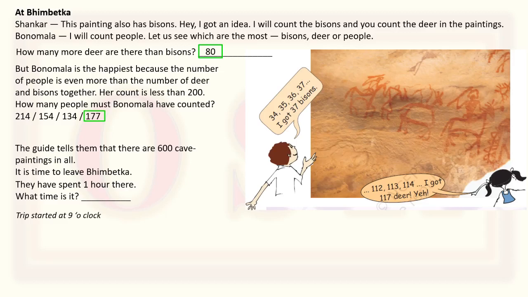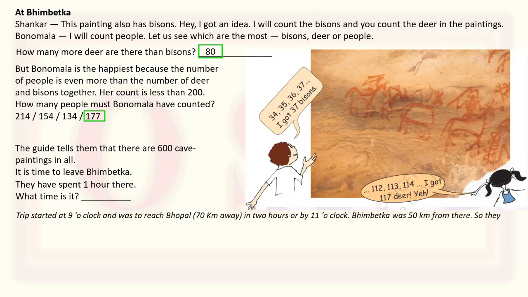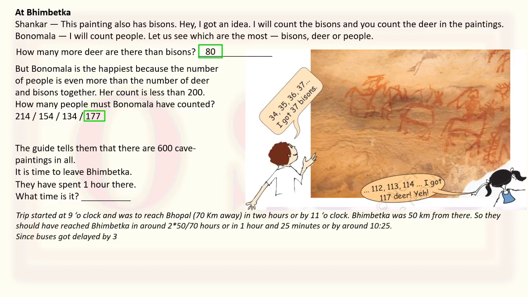Okay, so the trip started at 9 o'clock and was to reach Bhopal, which is 70 kilometers away, in 2 hours or by 11 o'clock. Bhimbetka was 50 kilometers from there, so they should have reached Bhimbetka in around 2 into 50 by 70 hours or in 1 hour and 25 minutes or by around 10:25. Since the buses got delayed by 30 minutes for refueling, they should have reached Bhimbetka by around 10:55.